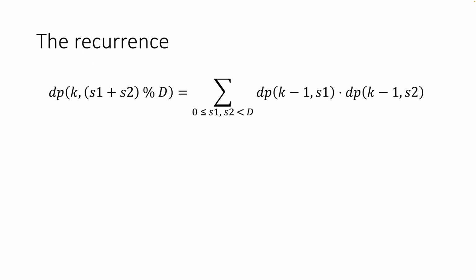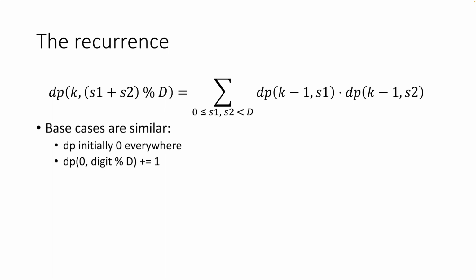So our recurrence will be dp of k, s1 plus s2 modulo d, is equal to the sum of all dp of k minus 1 and s1 times dp of k minus 1 and s2, taken over all s1 and s2 between 0 and d. Think about this as two nested for loops going from 0 to d and doing plus equals on the left hand side.